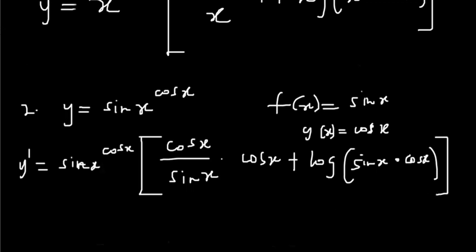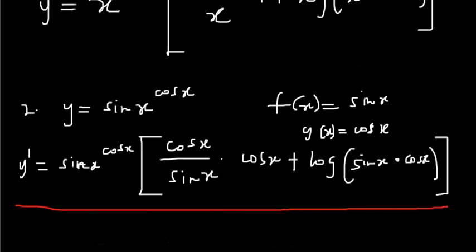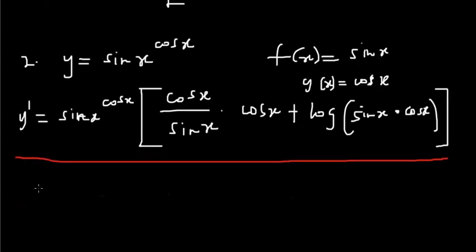This will be your final answer for this problem. Take this as a take-home problem. Let's say you have y equals cos of 2x, exponent tan of x. Just use this problem as a try work, and then let us know the answer you get in the comment section.